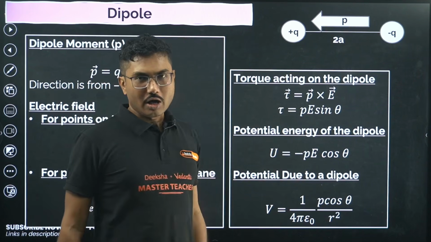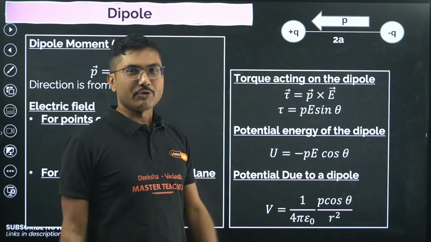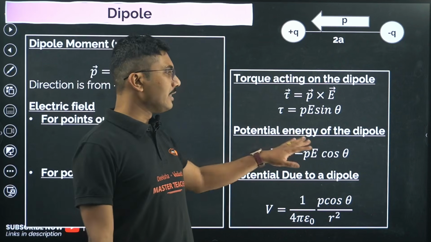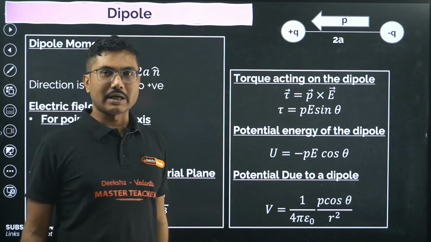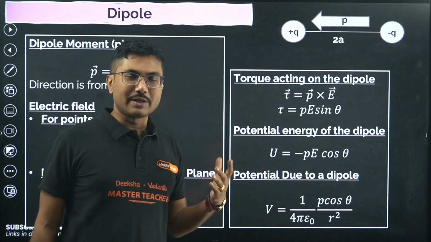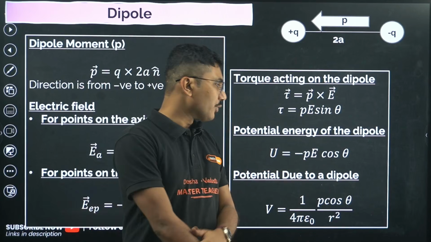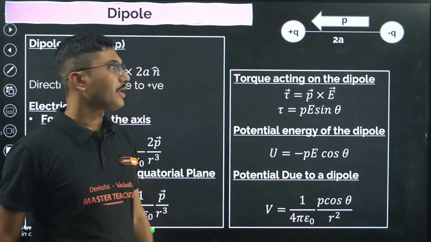So if you go through this formula sheet, you don't need to go to the next chapter to find potential due to a dipole. As I mentioned, all the things are comprehensively mentioned here. You can revise the chapters as well from this formula sheet if you are interested. Potential due to a dipole is also provided over here.